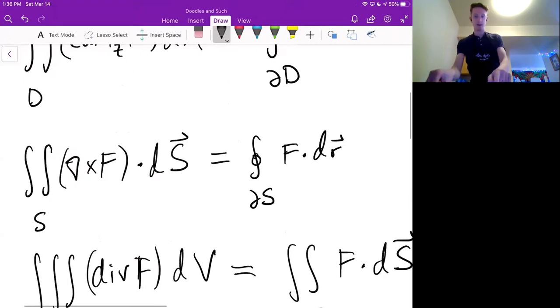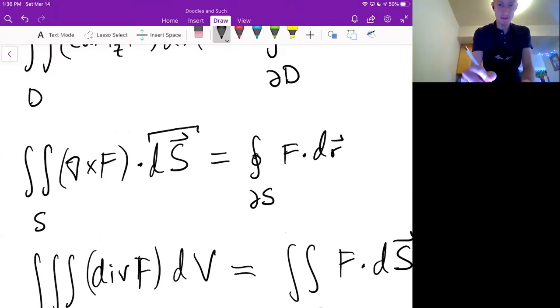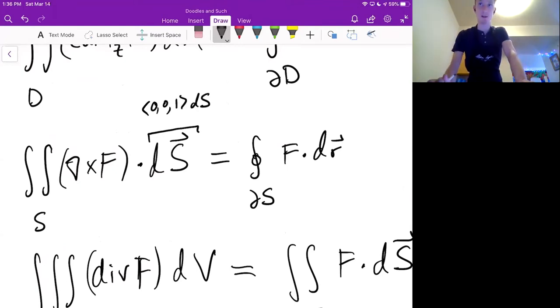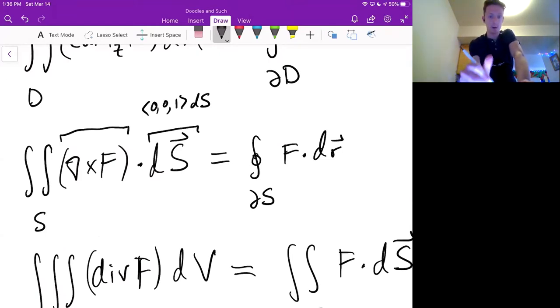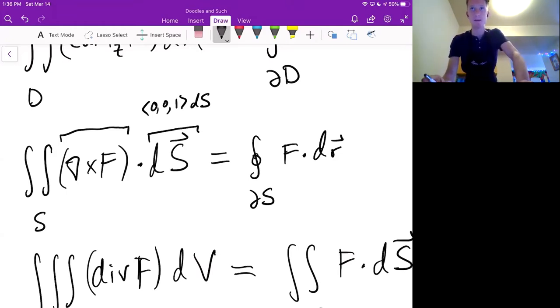And at the same time, this vector differential here is going to be 0, 0, 1 times dS, the differential surface area. And the curl here will then be dotted with 0, 0, 1. Dotting with 0, 0, 1 just gives me the z component of the vector, because the x component gets multiplied by 0, the y component gets multiplied by 0, the z component gets multiplied by 1, and I add up all those answers. So this curl of F dot 0, 0, 1 is just going to be the z component of the curl times the differential surface area.